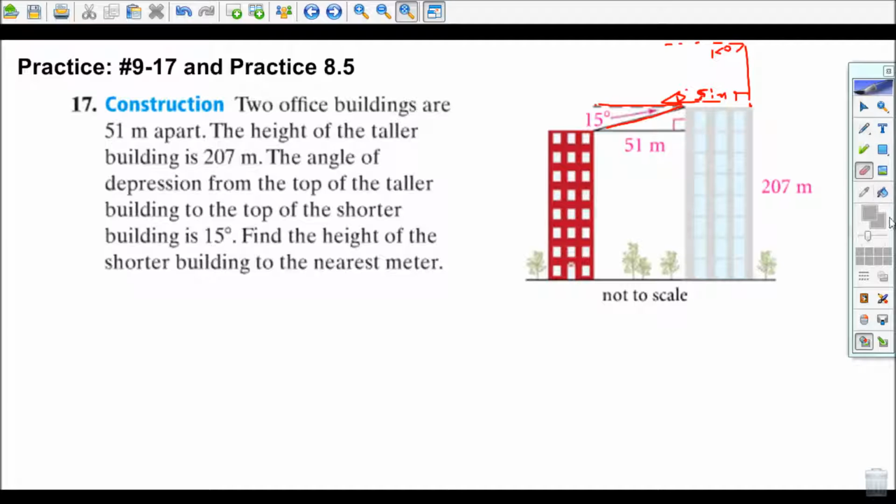Didn't do a good job redrawing that, so I'm going to try that again. So 15 degrees is here. It's also going to be here because if you have two horizontal lines, they're going to be parallel. And then you know that the length from here to here is 51 meters. We need to figure out the length here because if we know that the taller building is 207 meters, if we can figure out this little chunk here, we can just subtract that from the 207 and that will give us the smaller building.